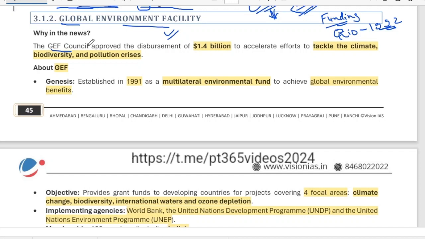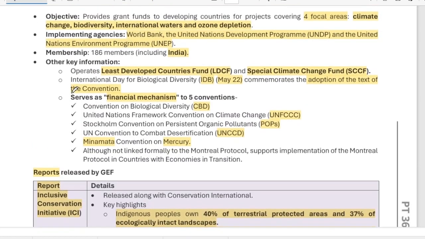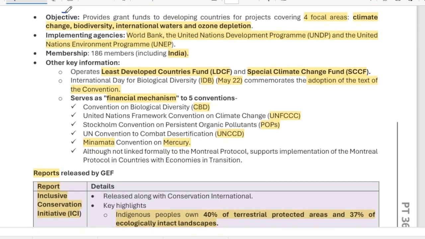Okay, now this council has approved a disbursement of 1.4 billion dollars to accelerate the efforts to tackle the climate, biodiversity, and pollution crisis. So 1.4 billion dollars has been approved. So what is this? It is established in 1991 as a multilateral environment fund. It was launched as a fund to achieve global environmental benefits. Okay, that I have already talked about. Okay, now objective. What is the objective? The objective is the same, that is to finance the projects of developing countries in four focal areas, that is climate change, biodiversity, international waters, and ozone depletion.